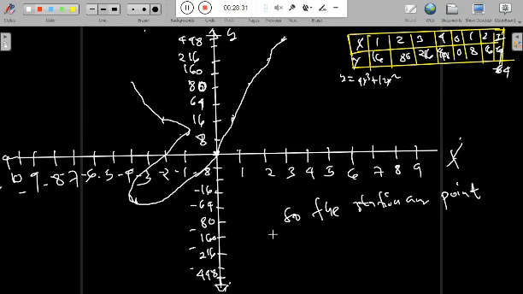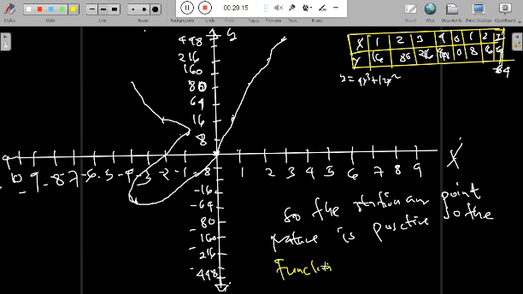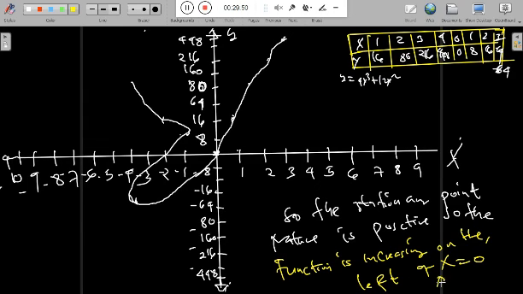So in conclusion, the stationary point of the function is increasing on the left at x equal to 0, as you can observe. That is how we apply the second order derivative test to prove whether the function is at a local maximum or minimum.